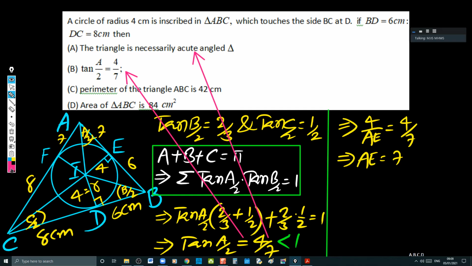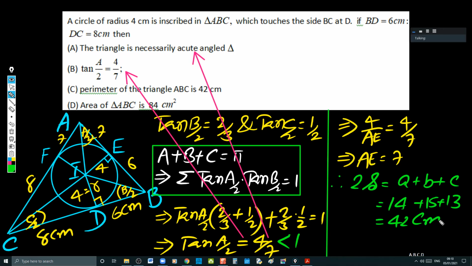So AE is equal to 7 and you can write the perimeter now. Therefore, perimeter 2s is equal to a plus b plus c. 8 plus 6 is 14, 14 plus 8 plus 7 is 15, 7 plus 6, 30, it is 42. So your C is also correct and tell me whether D is correct or not.